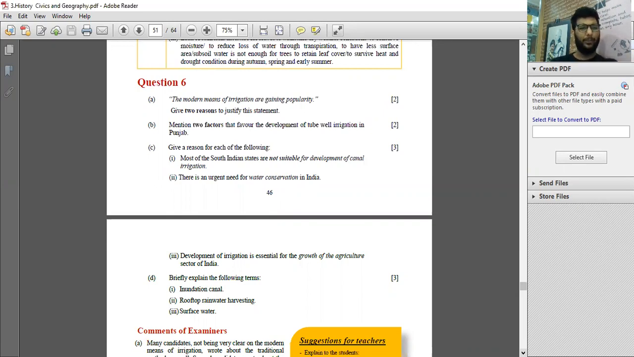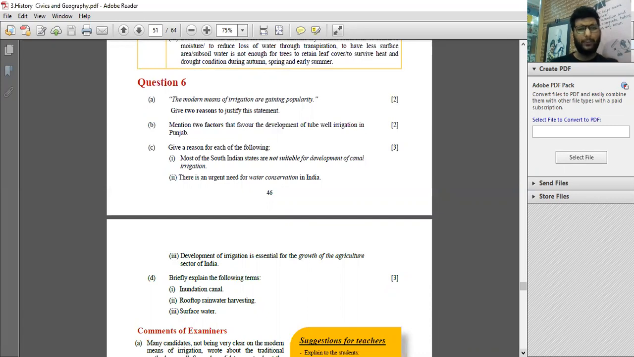For example, simple questions like: modern means of irrigation are gaining popularity due to reasons. Mention two factors that are favorable for development of tube well irrigation in Punjab. Most of the South Indian states are not suitable for development of canal irrigation. Urgent need of water conservation in India. Development of irrigation is essential for the growth of the agriculture sector. Then explanation of inundation canal, rooftop harvesting, rainwater harvesting, surface water. Very simple and to the point, right?